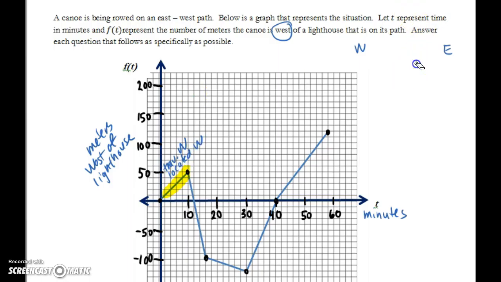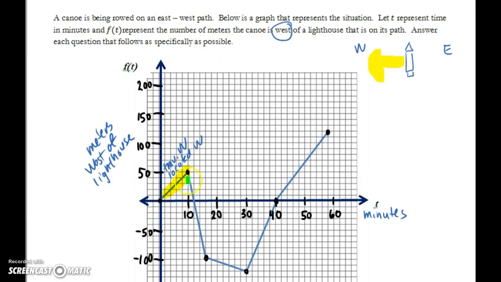So instead of a canoe, I should really have a lighthouse here. So here's our lighthouse, and it looks more like a rocket ship, but that's okay. So it's starting at the lighthouse, and it's going more and more west. Okay, so that's what's initially happening.